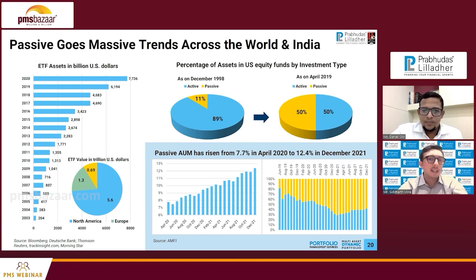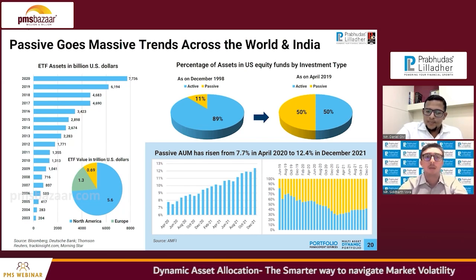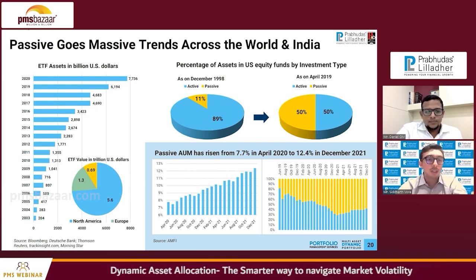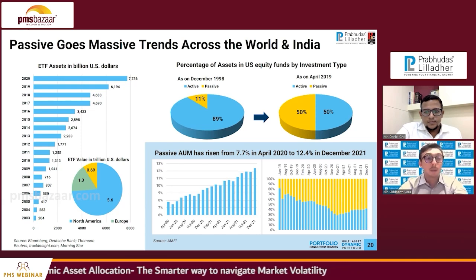In 1998, the passive mix of total AUM in the US was, say, at 11%. Moving to 2019, we are already at 50% in terms of passive. And the early data that we're getting for 2022 shows that we are north of 69% in terms of passive mix of the total AUM. So this is what the Western economies and the developed markets are showing us. And this is partly because of the lower cost of passive.